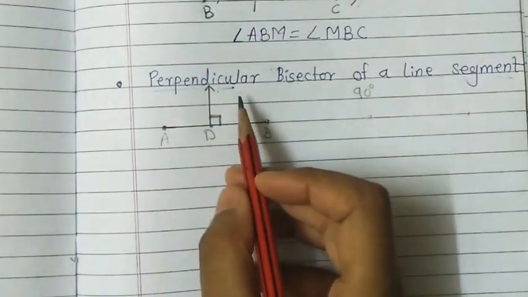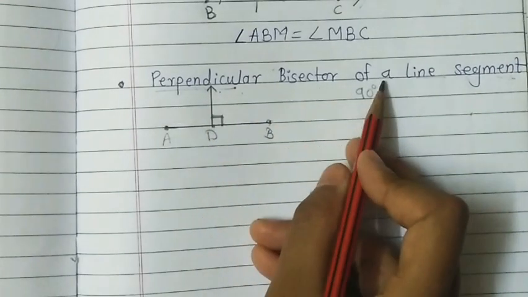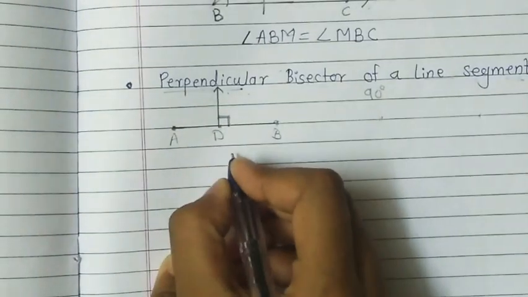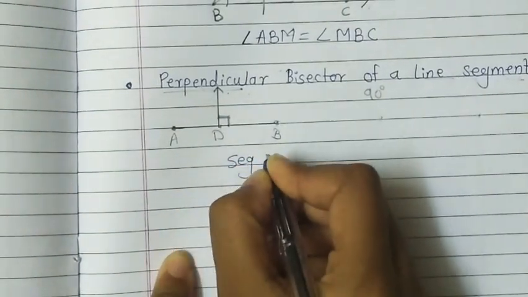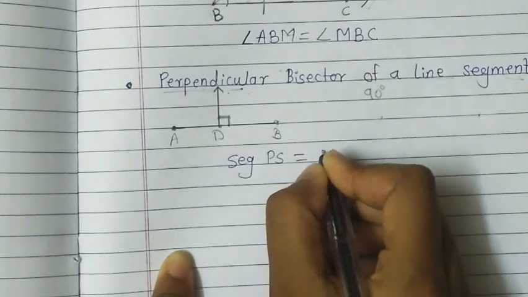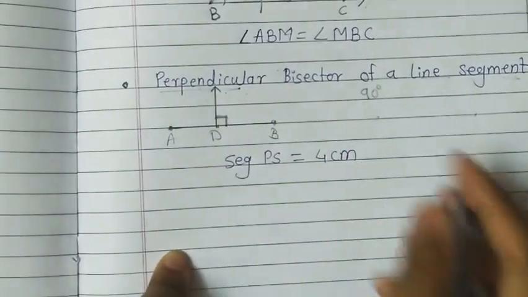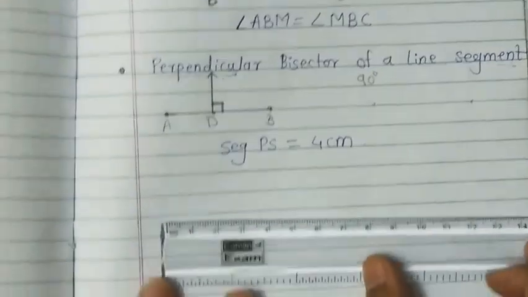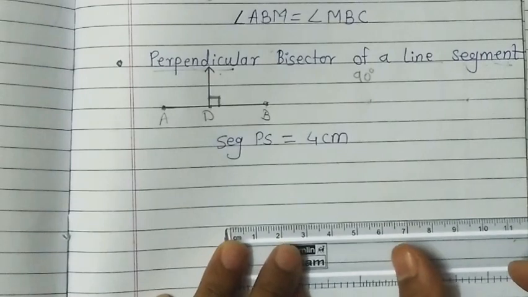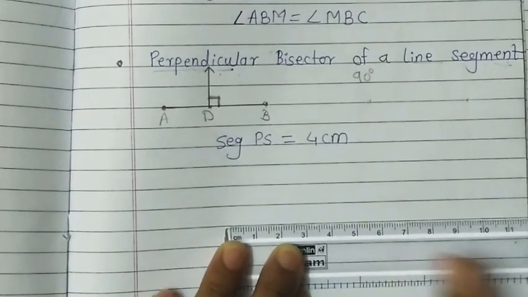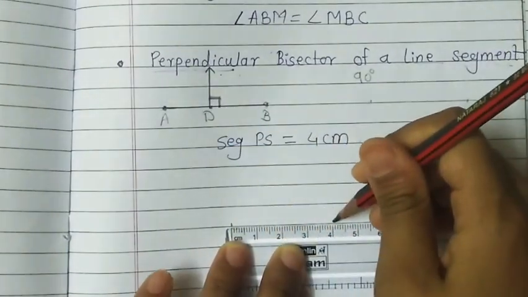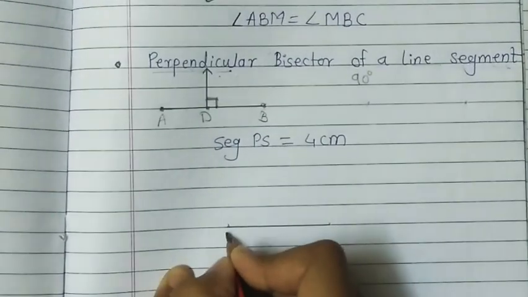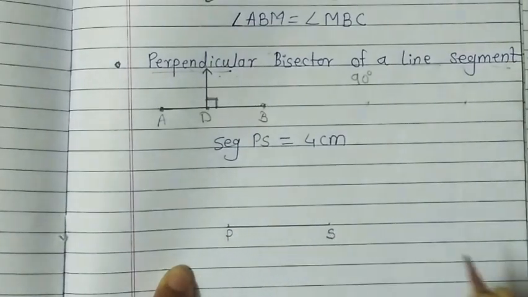Now we are going to draw construction of perpendicular bisector of a line segment. So first we are going to draw a line segment PS of length 4 cm. Draw 4 cm line. Name it P and S.